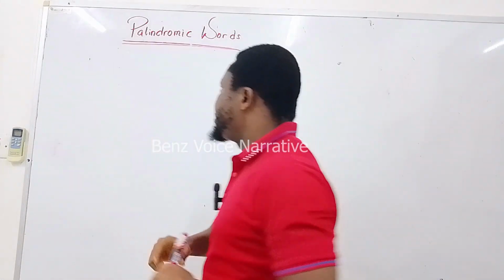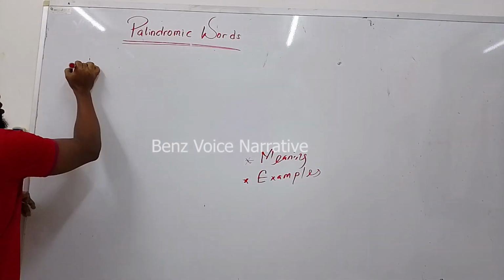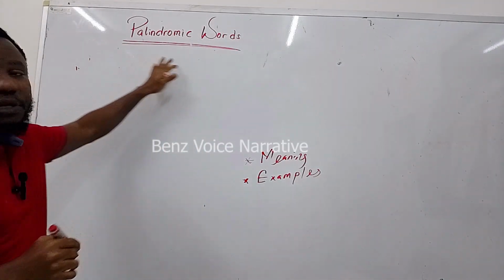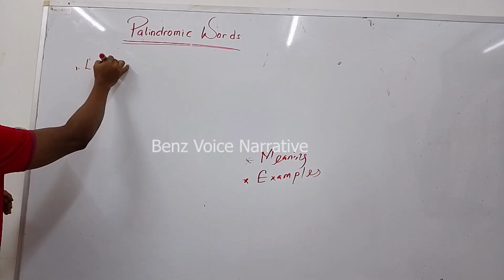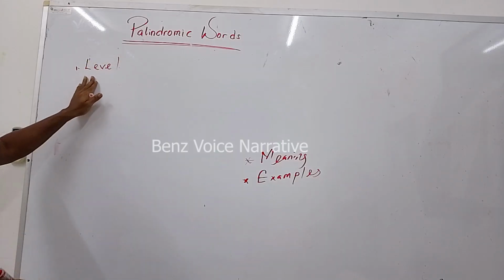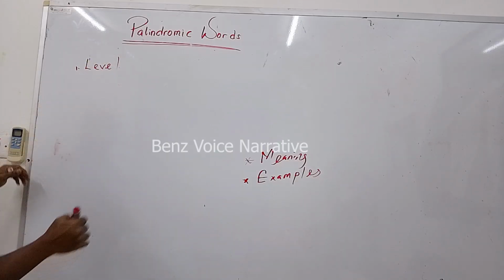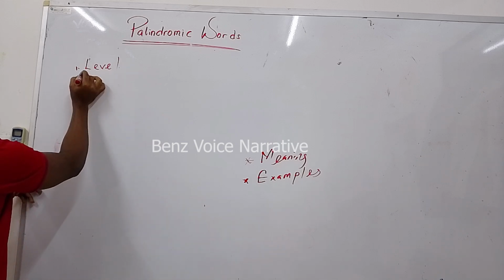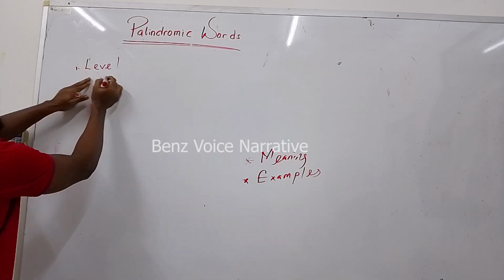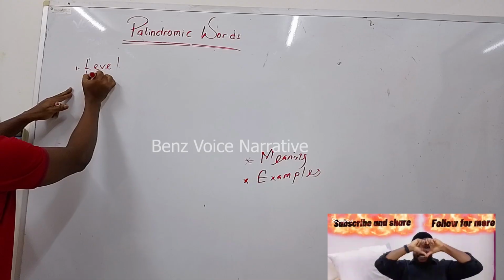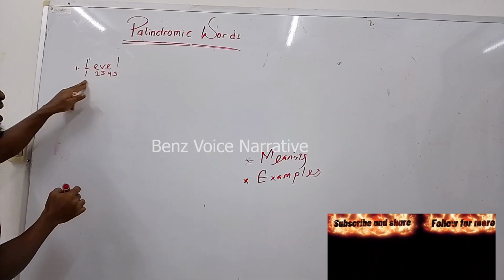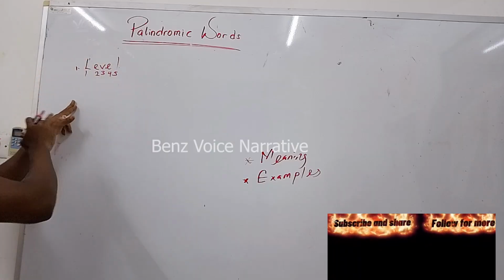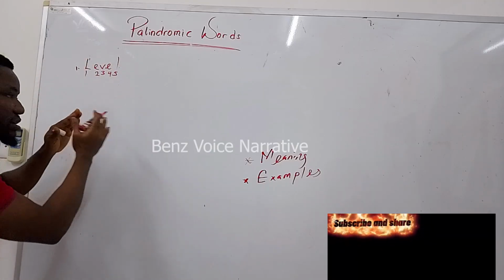So let's have examples. A common example of palindromic words is level. Look at this word, level. The word level is read from here, L-E-V-E-L, from 1, 2, 3, 4, 5. Now, if you read from 5 backward, the word reads the same thing.